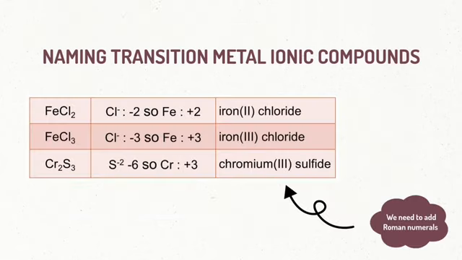To distinguish between different charges, we use Roman numerals in parentheses. In FeCl2, the ion has a 2+ charge, making it iron(II) chloride. In FeCl3, the ion is 3+, so it's iron(III) chloride. Always check the anion first when we must calculate the metal charge.